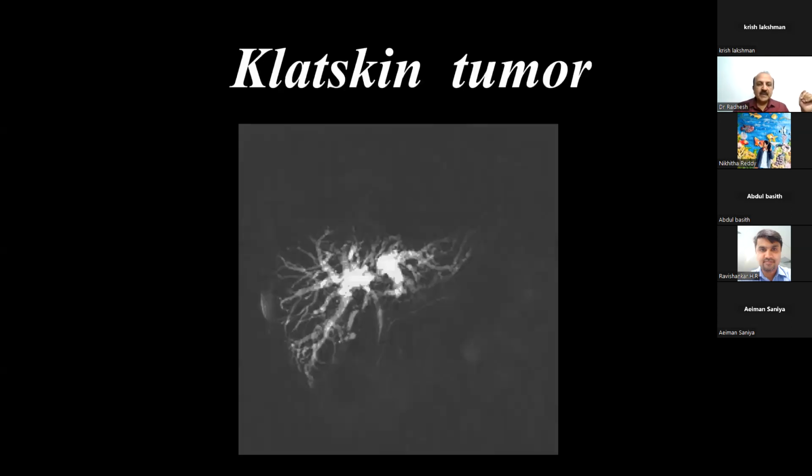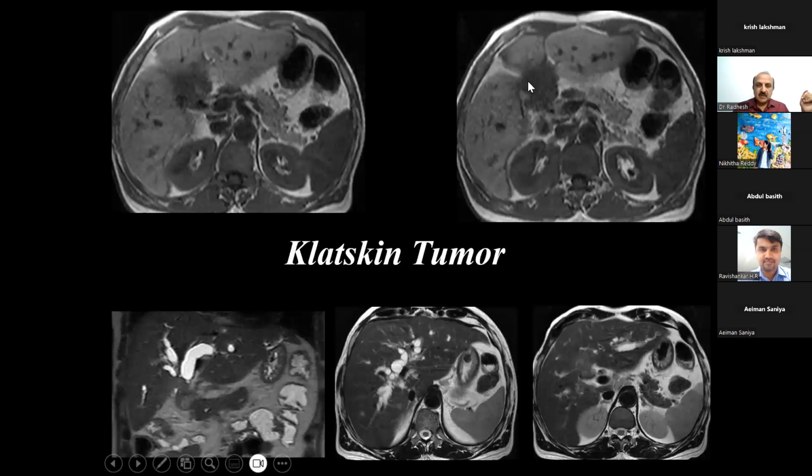Because it is not just showing the ducts. As Ravi said, it's so important for us to also define the infiltration, which segment is involved. Is 4A involved? Is 4B involved? Or is segment 5 involved? So it becomes important for the operating surgeon.